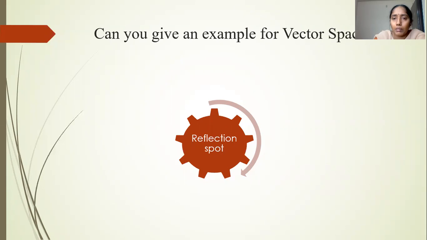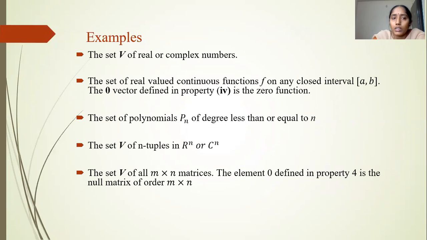Now, I will give an example for this. A set V of real numbers or complex numbers satisfies all the properties over a suitable scalar field. The set of complex numbers is a vector space over the real numbers. That means the scalar values are considered from that set only.